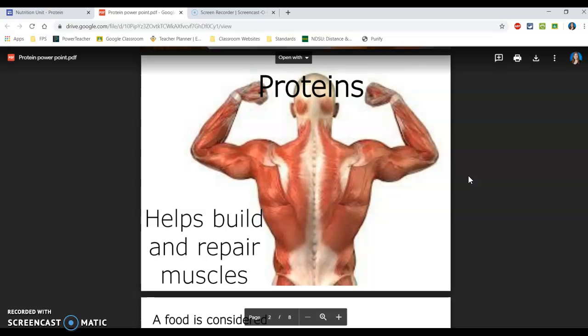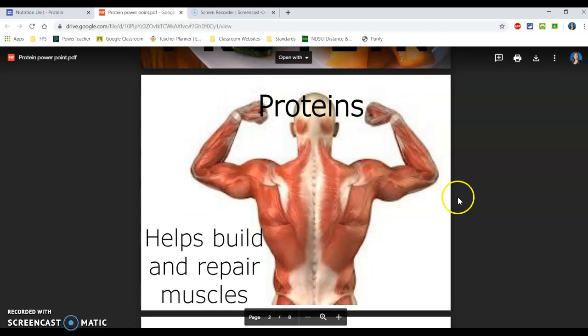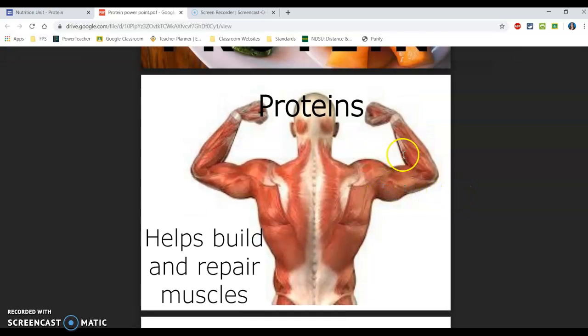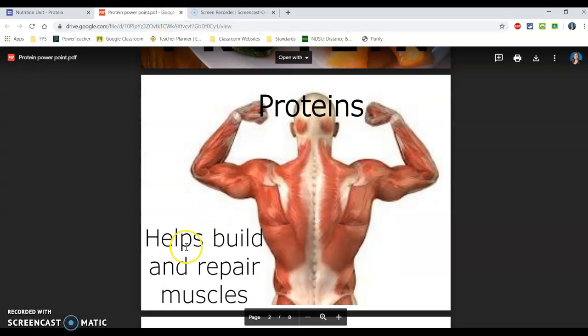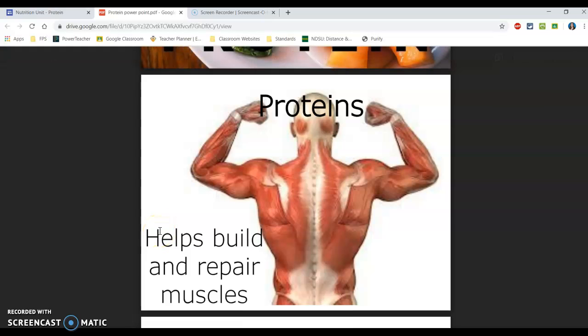So first of all, proteins. So add this to your notes on your paper where it has definition. So you're going to write the definition. Helps build and repair muscles. And then give it some sort of picture to help you remember what proteins do for you. Proteins help to build and repair muscles.